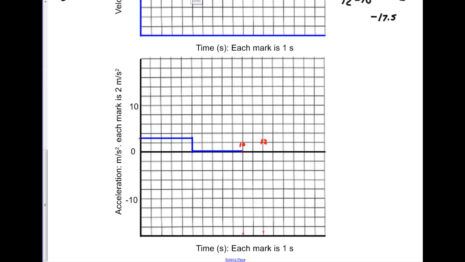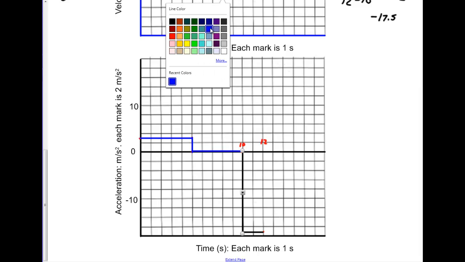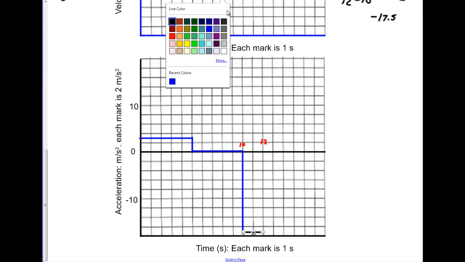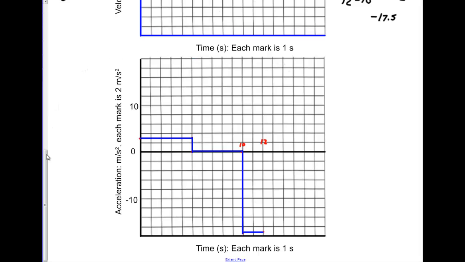Okay, so I go back to my graph, and I'm going to draw a vertical line between here all the way down to here. We draw that over to here. We'll change that color again to blue. Okay, and we're getting close to being done.